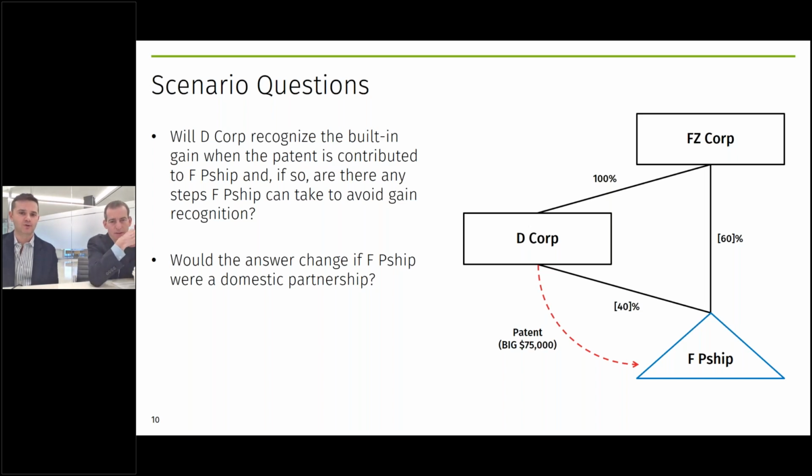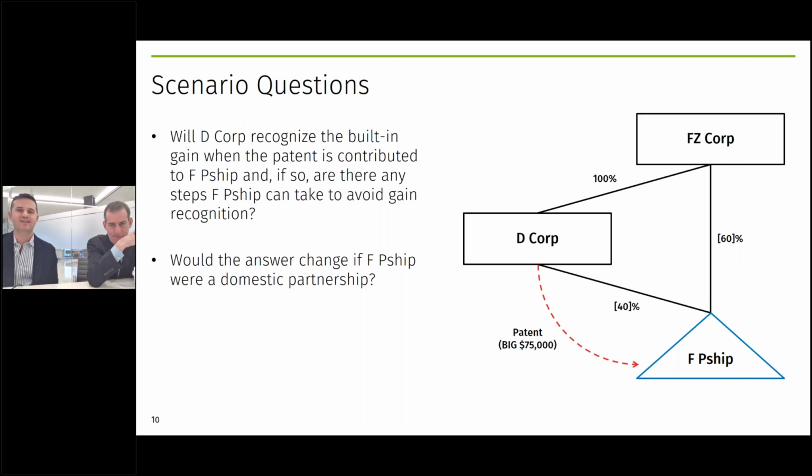Where initially G Corp has 100% of that patent that they put the built-in gain. After the contribution, 60% of that gain would be allocable, generally speaking, to FZ Corp, the foreign partner. So we're still in this acceleration regime.